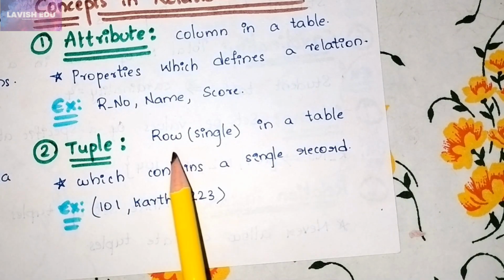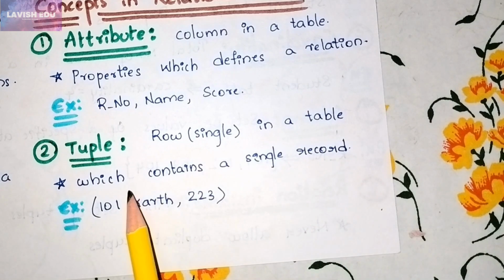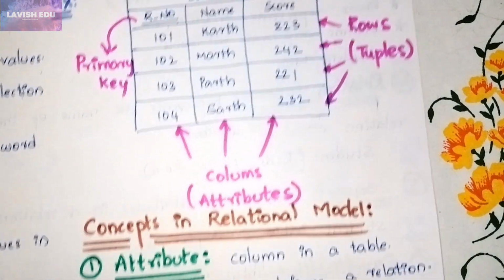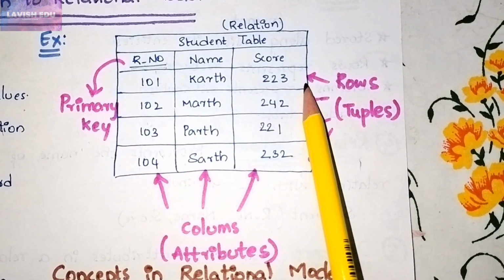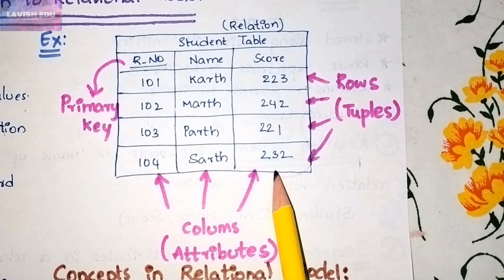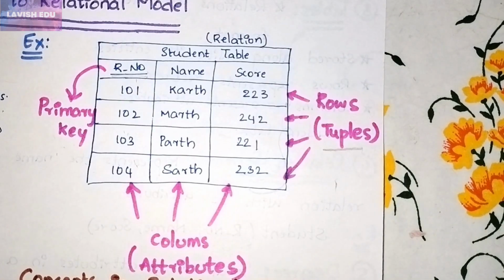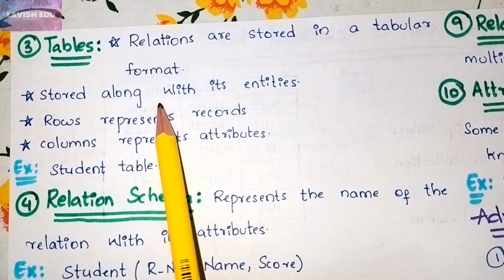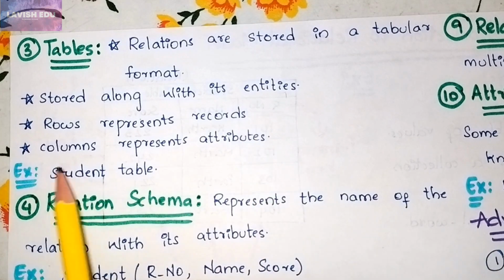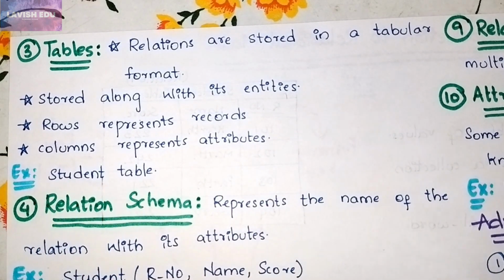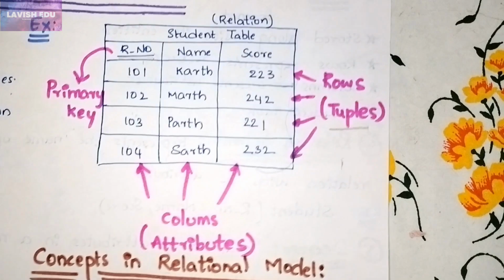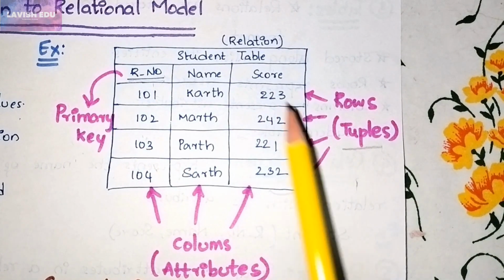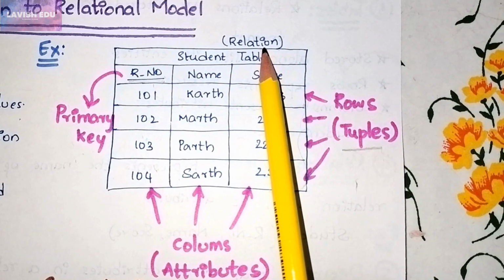Here a tuple is nothing but a single row in a table which contains a single record. Suppose 101, Karth and 223 is a row in our table, this represents a tuple, and this set of rows is considered to be tuples. Next we have tables. Relations are stored in a tabular format, along with the entities. Rows represent the records and columns represent the attributes. Example, the student table. As in the previous example, rows represent the records and columns represent the attributes, and the overall table is represented as a student relation.